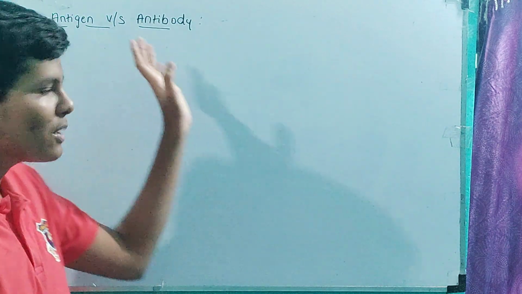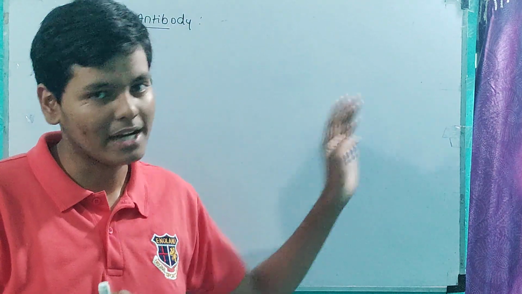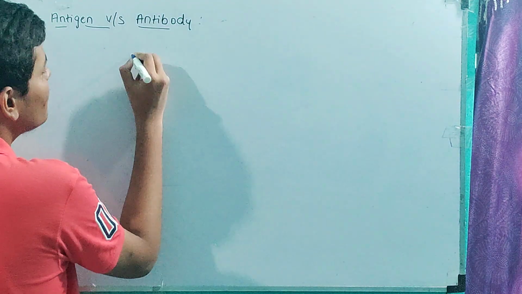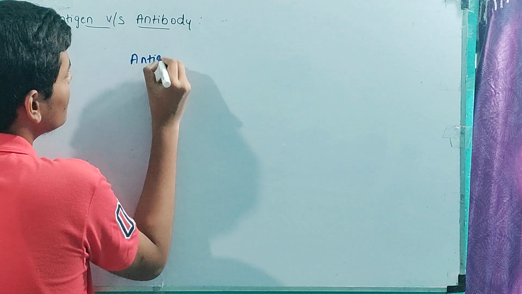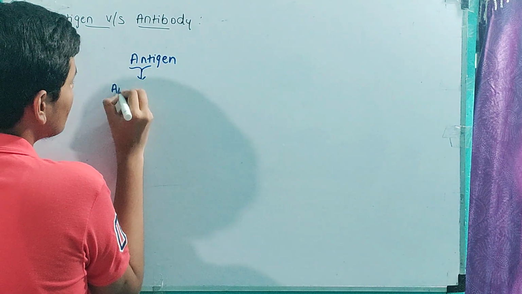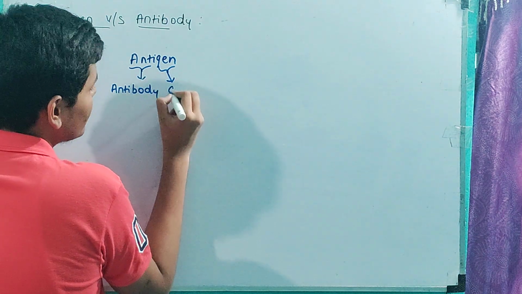Now we have to understand what is the difference between an antigen and an antibody. If you do not understand this right now, it's not an issue, because while we are understanding the ABO blood grouping, we will again try to relate the concept. So first let us create a small base about the difference between antigen and antibody. Now if you talk about antigen, if you break up this word, anti means antibody and gen means generator.